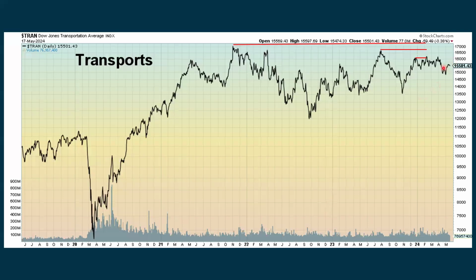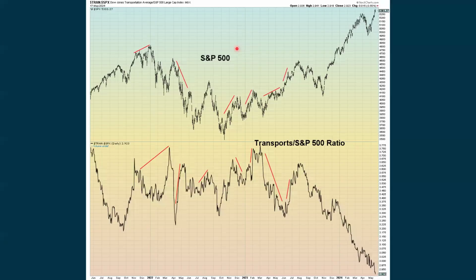We look at the transports. We want to see this doing better than it has been. That would give more support to the market, but it's just not. It's not coming back to previous highs, either more recently or back into 2023, let alone the all-time high set back in 2021. Then we look at a ratio between the transports and the S&P, and when this is going down, that shows how the transports are underperforming the S&P.